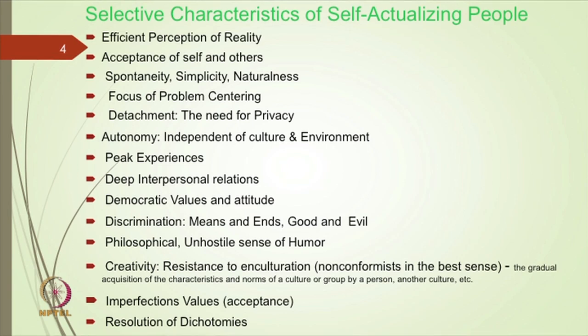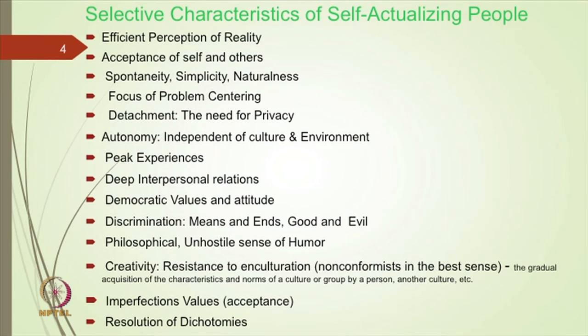So, he proposed selected characteristics of self-actualizing people. These characteristics are efficient perception of reality, acceptance of self and others, spontaneity, simplicity, naturalness, problem-centering focus, detachment, the need for privacy, autonomy, independence of culture and environment, peak experiences, deep interpersonal relations, democratic values and attitude, discrimination between means and ends, good and evil, and a philosophical, unhostile sense of humor. He also focused on creativity, imperfection, and resolution of dichotomies. So, these were the 15 characteristics identified in self-actualizing people by Abraham Maslow. These characteristics will be revisited in the character strengths chapter once again. So, let's discuss in detail in the future.